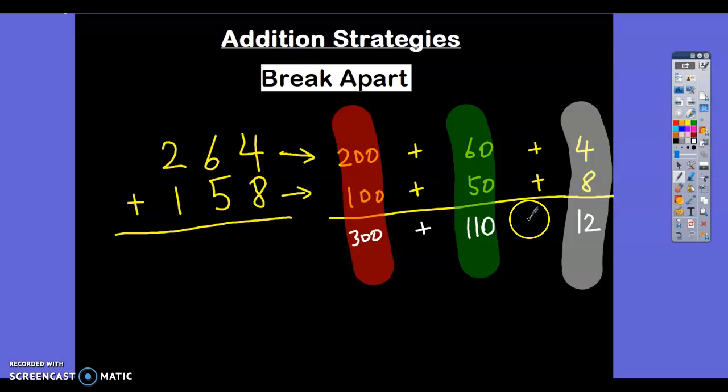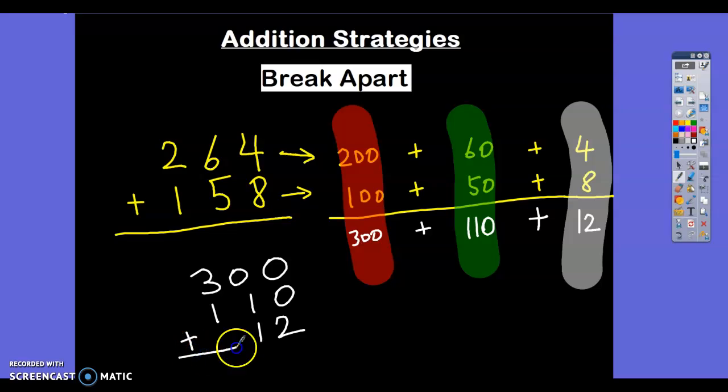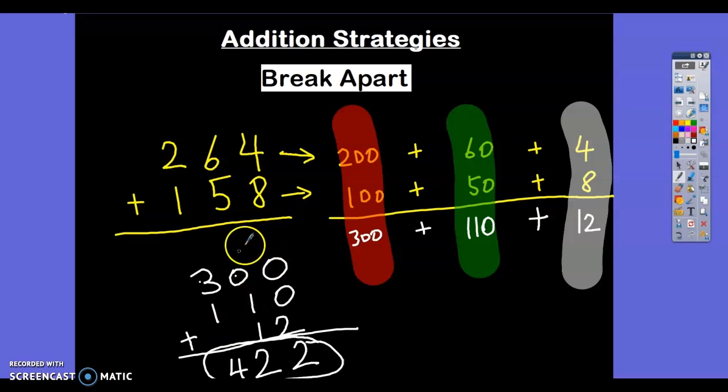We're going to add these three numbers together to find the final sum of this problem. 300 plus 110 plus 12. 0 plus 2 equals 2. 0 plus 1 equals 1. And 3 plus 1 equals 4. So the final sum is 422. Using this way, it will avoid some of the confusion if the students are not familiar with regrouping. Because here, they have very limited regrouping to do. So it helps some students to understand.